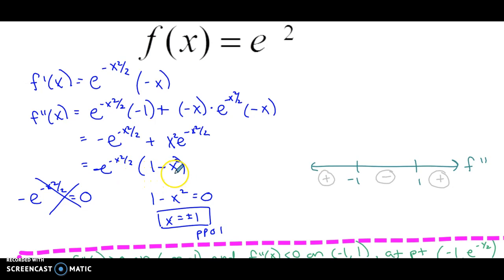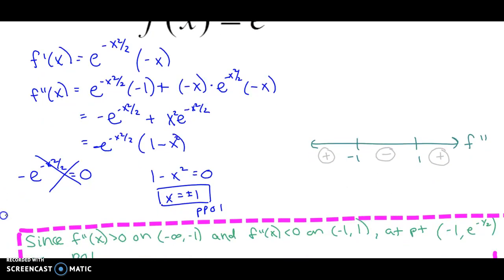When I set each of these factors equal to 0, once again notice that this exponential, when I set it equal to 0, there's a horizontal asymptote at 0. So that's not a possible point of inflection. But we have positive and negative 1. I put that on my concavity chart. So don't forget, these are possible points of inflection, not yet points of inflection. We have to see if concavity changes signs, and in fact it does.